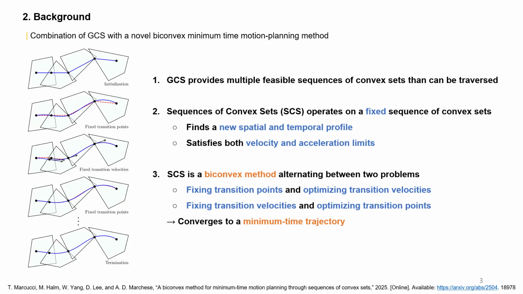The key idea is that the problem becomes biconvex when we separate it into two steps. First, fixing the transition points and optimizing the transition velocities, and then fixing the velocities and optimizing the transition points. By alternating these two convex subproblems, SCS converges to a minimum time trajectory along the chosen sequence.